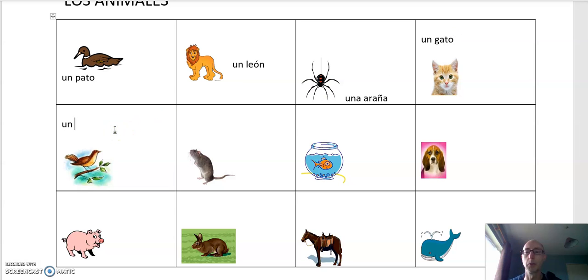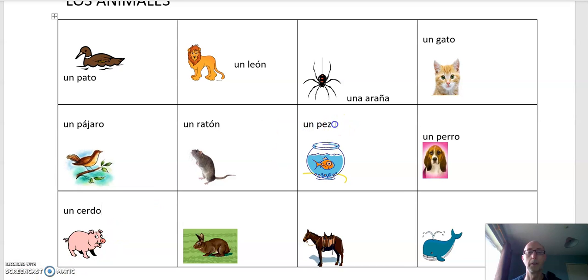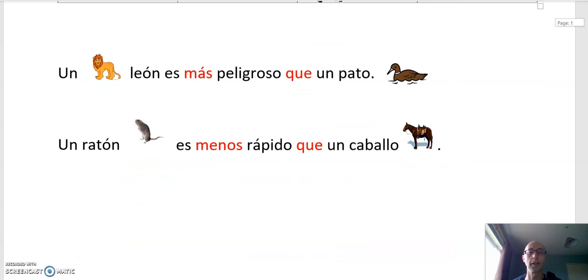Just let's add in their names there. Un pájaro. Un ratón. Un pez. Un perro. Un cerdo. Un conejo. Un caballo y una ballena. So let's revise a little bit of what we did again last time.